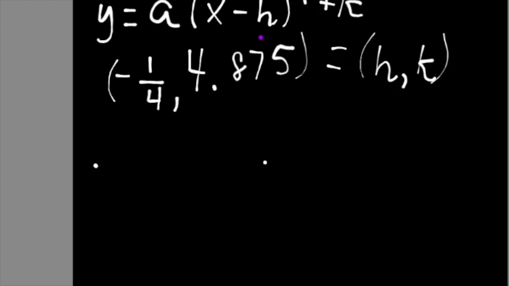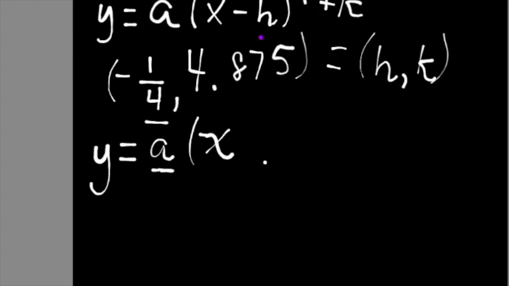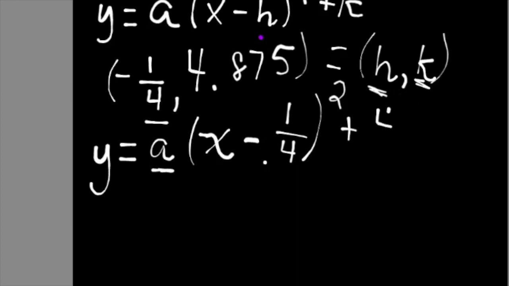So if we're rewriting this in our form, we know y equals a. We still need to solve for a. X would be our negative 1/4, but we don't use that. It just stays as x rather, and our x value for our vertex goes into h, so x minus negative 1/4 squared plus our k value, which is 4.875.